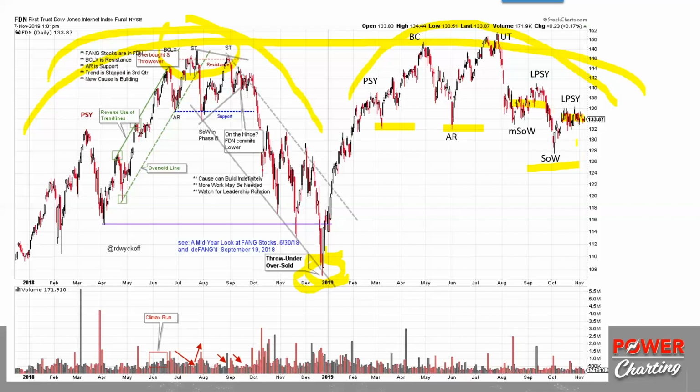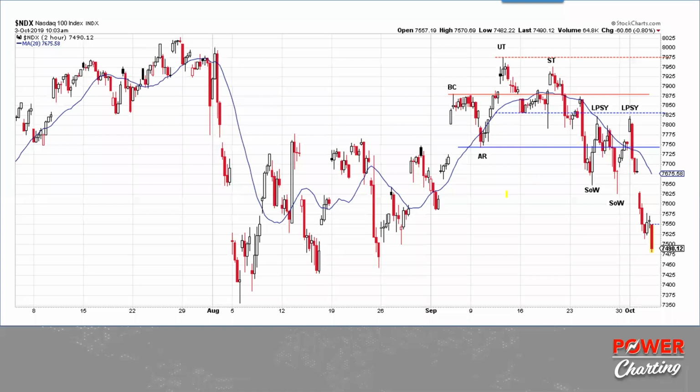So does that necessarily mean that the Nasdaq 100's in trouble? Well, let's see if we can't unbundle that question here as we go. Okay, so here's the actual Nasdaq 100. I showed this chart in a prior Power Charting episode. I know you watch them all, so I'm not going to belabor this, but you can see classic distribution.